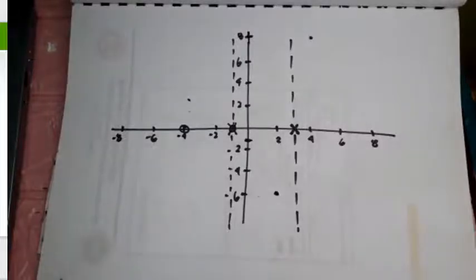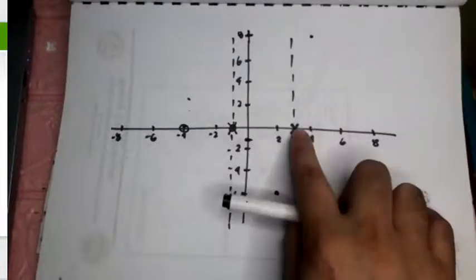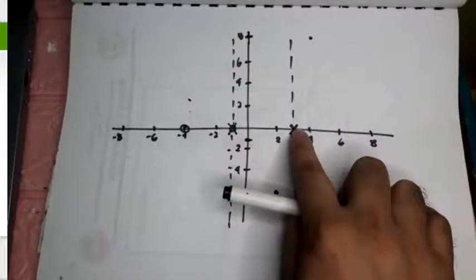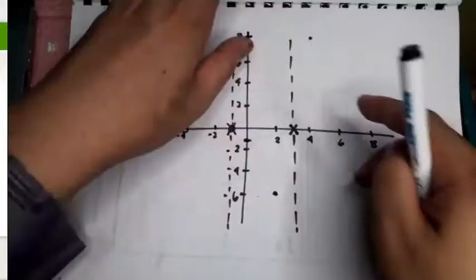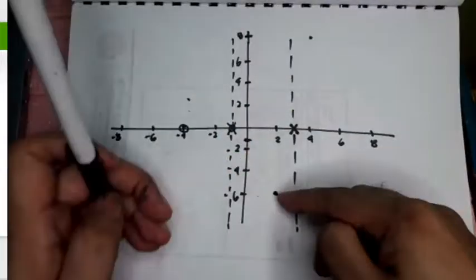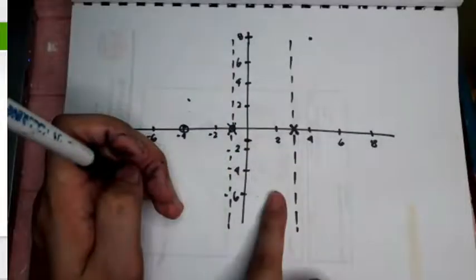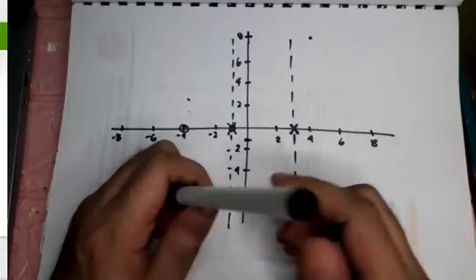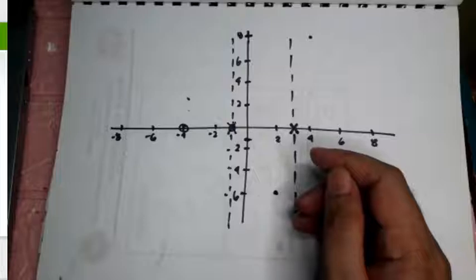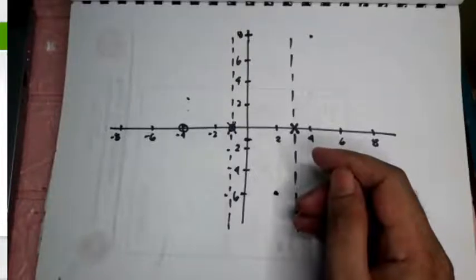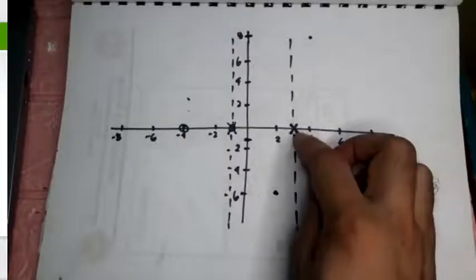Okay, so we can find that this is not a straight line, no? This is positive 8. This is negative 6. This is not a straight line. This is not a straight line.